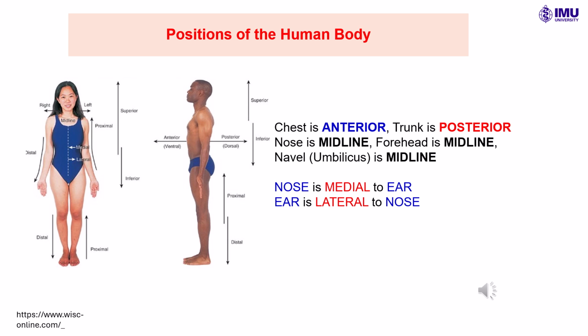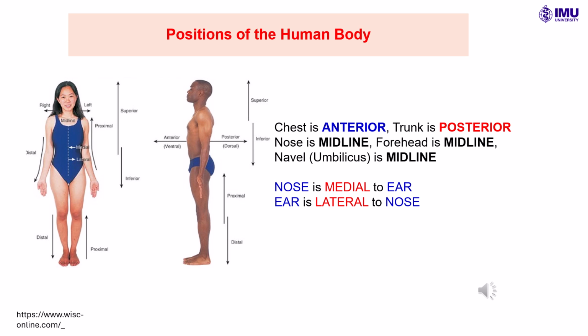In this slide, we will understand anterior, posterior, medial, lateral. Picture on left, the girl is in normal anatomical position looking forward, and her hands are on each side of her body. In the picture on the right, the boy is standing, while looking towards the right. In both pictures, the chest is anterior, and the trunk is posterior, and the shoulder is also posterior. Nose is midline. Forehead is also in midline, and navel or umbilicus in abdominal wall is also in midline. Nose, forehead and navel, all three are anterior.